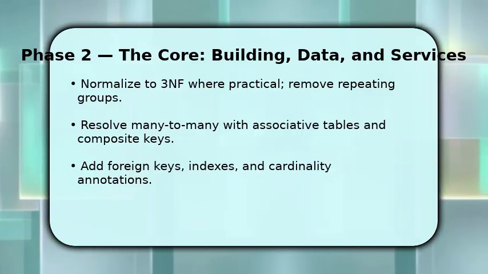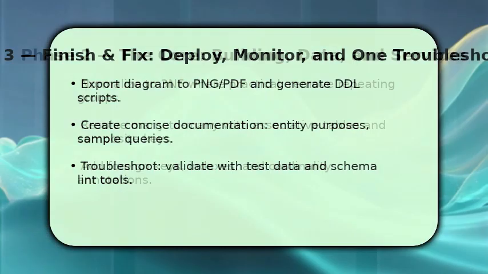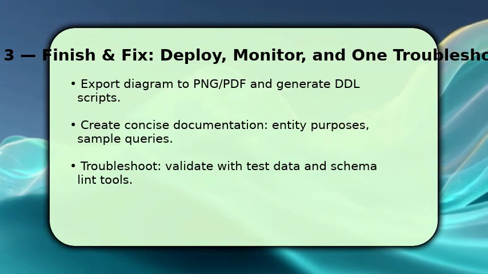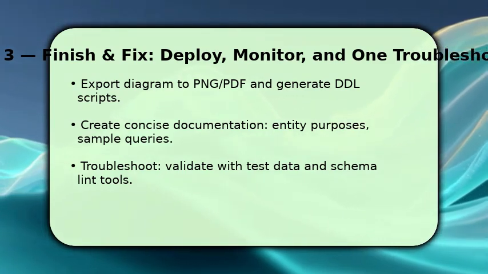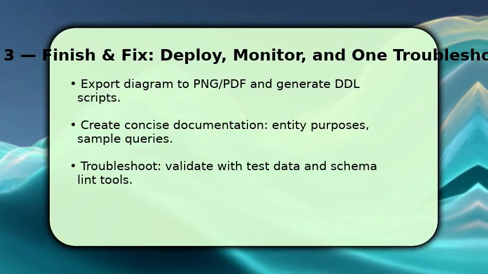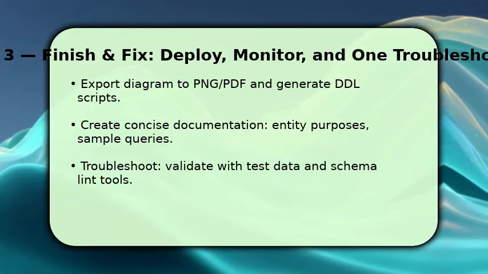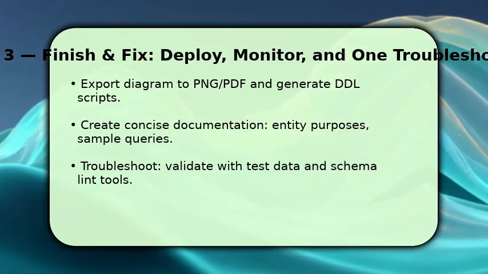Add indexes for frequent lookup columns and document cascading rules. Finish by exporting the diagram and producing DDL so the team can build the schema. You'll want both visual and executable artifacts. Once done, write short notes describing each entity's role, key constraints, and a couple of sample queries to illustrate usage.